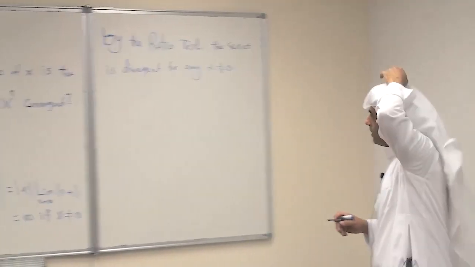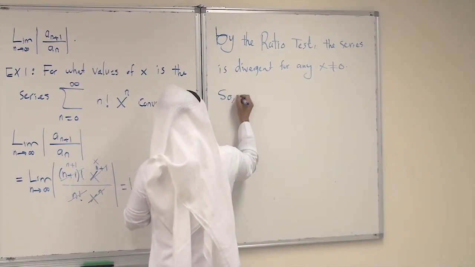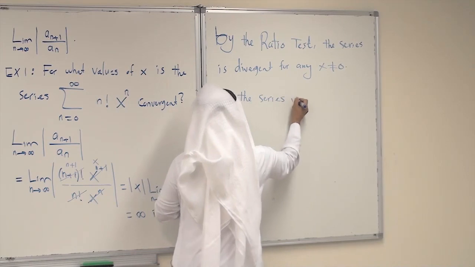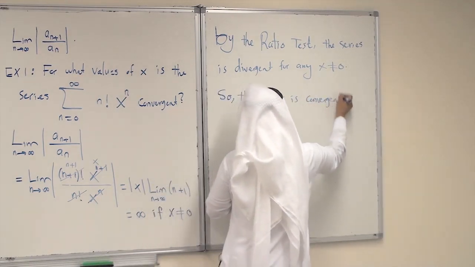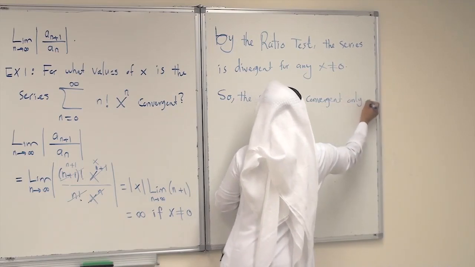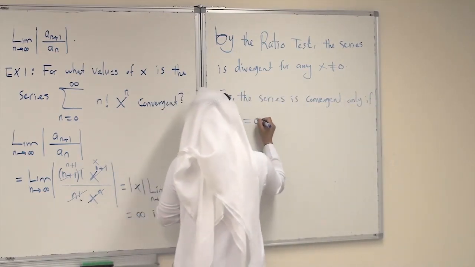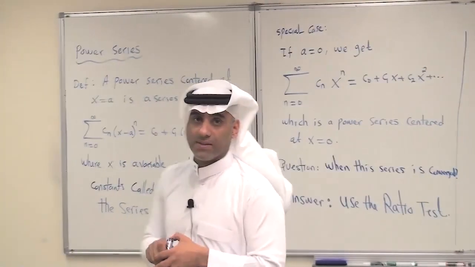So what is the conclusion then? The series is convergent only if x equals 0. So it's convergent only at the center. Okay, fine. Let us see another exercise about this.